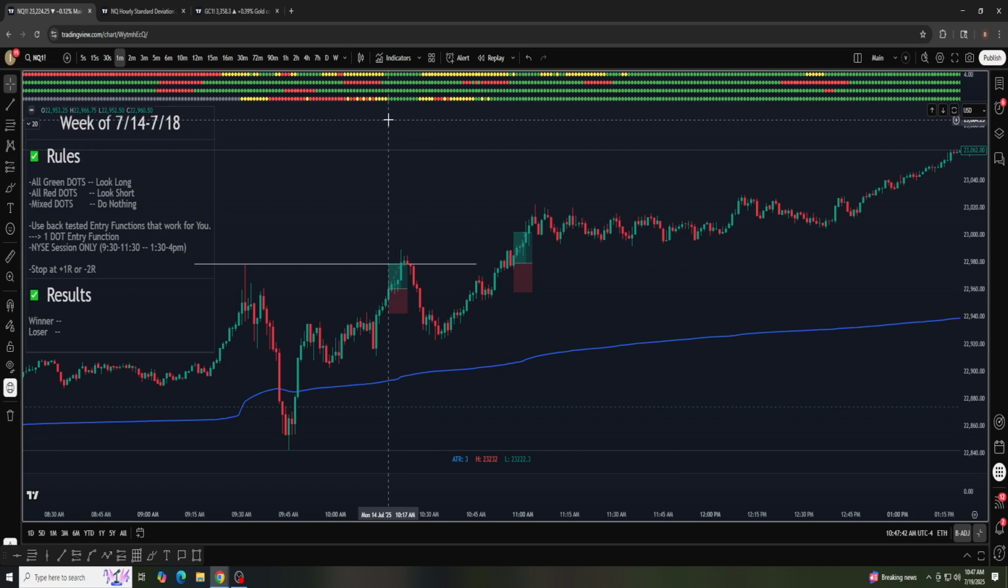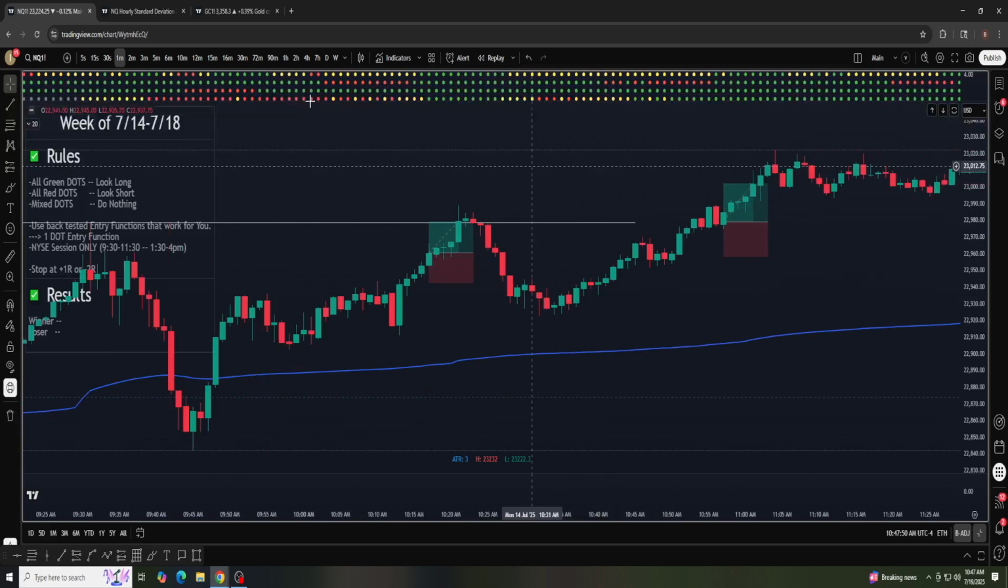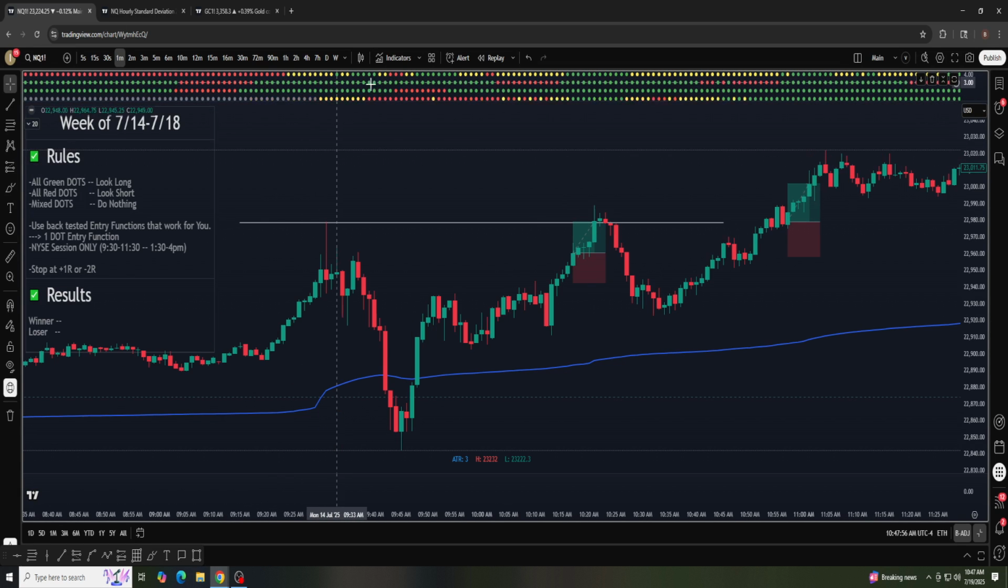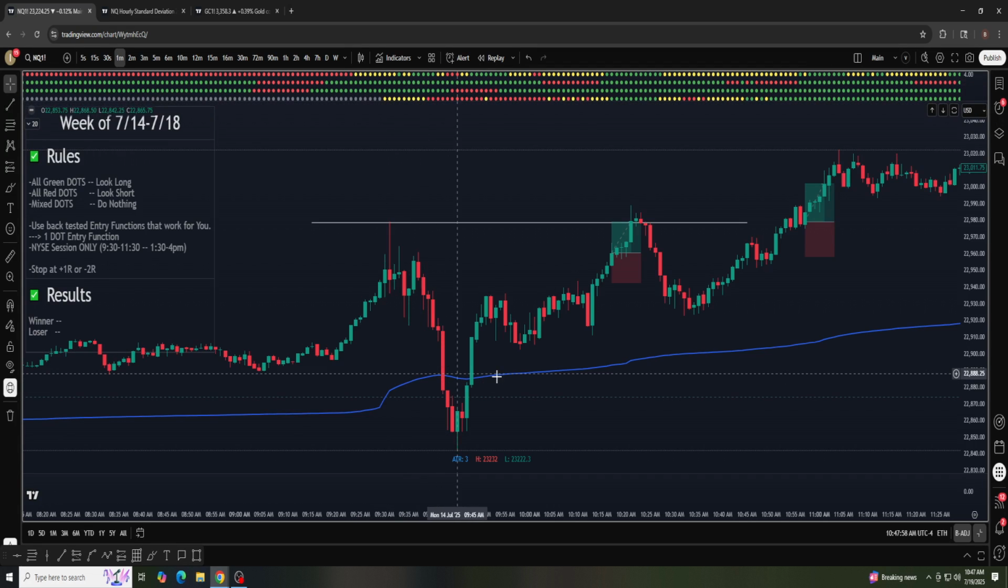This day is Monday, July 14th, which you can see at the bottom of the screen on the x-axis. So the market opens at 9:30. You can see the dots are mixed. When the dots are mixed, you do nothing. This blue line is VWAP. Trade through the VWAP, back through the VWAP. Some ICT nerds will say this is a balanced price range right here. You can see it's respected. All that's good and great.